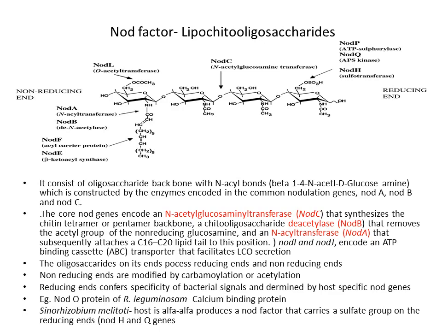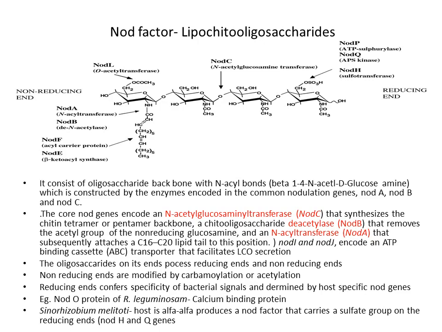Please see where this non-reducing end is found. And the nod B gene's role is to remove the acetyl group of the non-reducing glucosamine. And the nod A gene is responsible for the formation of N-acyl transferase. Remember, the nod A gene codes for an enzyme called N-acyl transferase. This N-acyl transferase subsequently attaches a carbon 16 to carbon 20 lipid tail to this position.